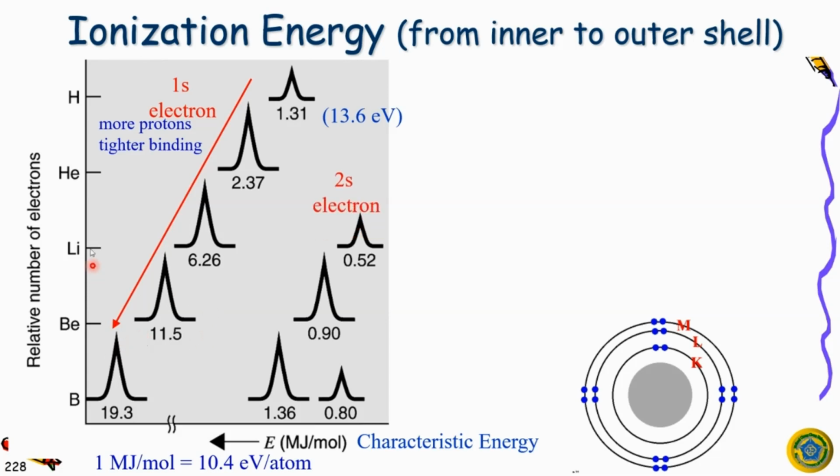How about 2s? Lithium has 2 electrons in the 1s orbital and 1 electron in the 2s orbital. Right? And beryllium has 2 electrons in the 2s orbital. Again, the energy looks like this. The explanation is more protons and tighter bonding. And for 2p, the energy is less. As you can see, this is the outer electron in the outer shell, versus the inner shell. So the energy of the electron is increasing heavily. It's 13.6 megajoule per mole.